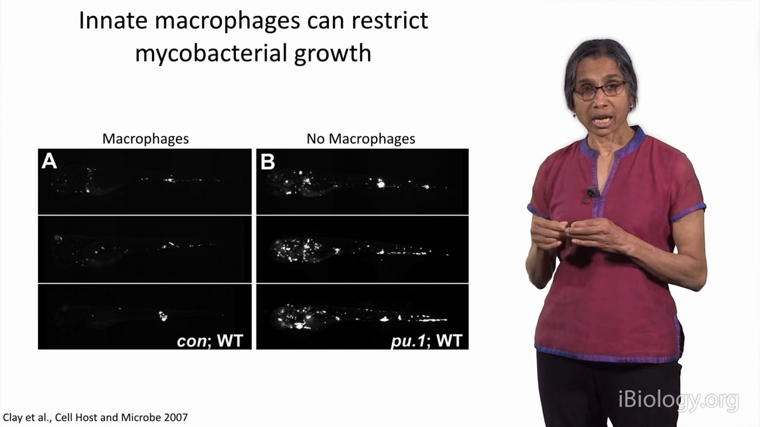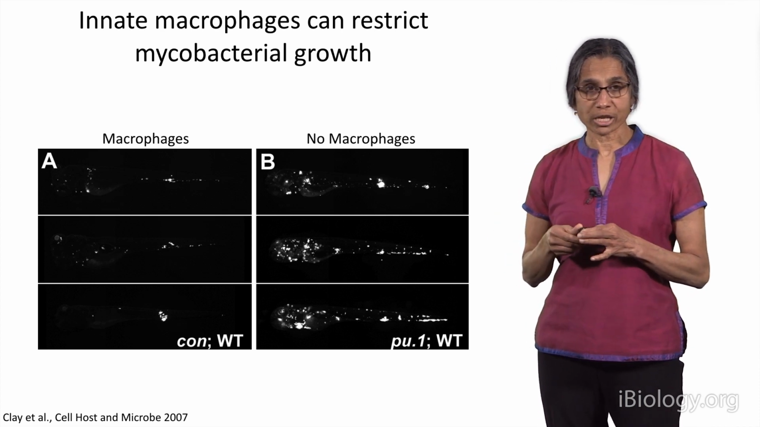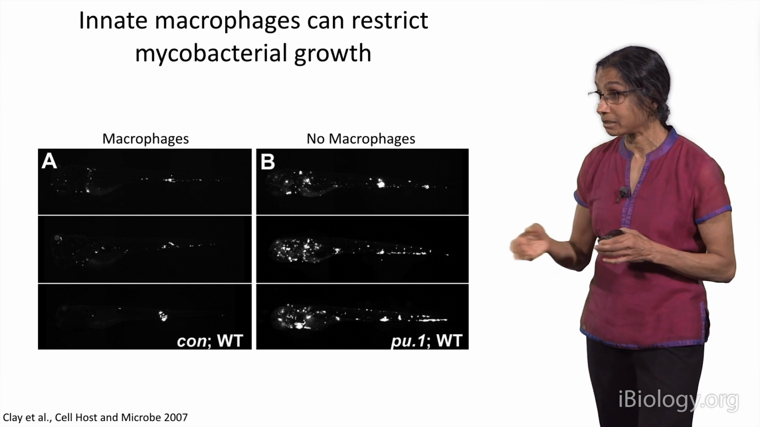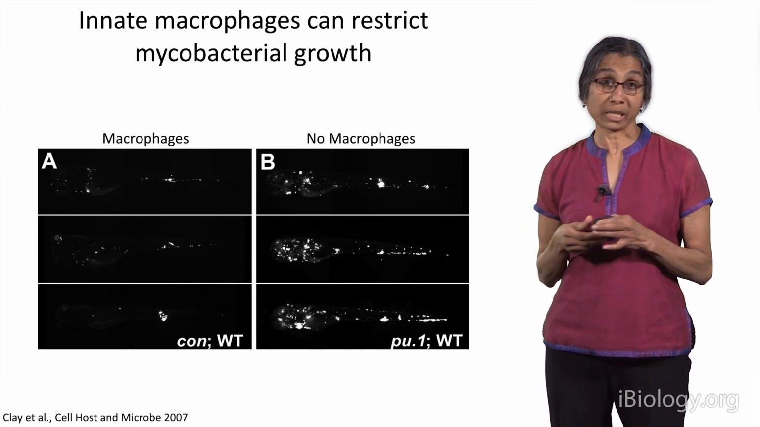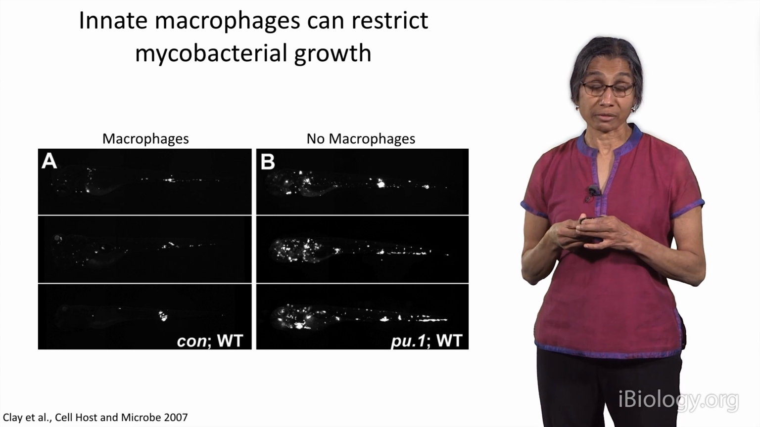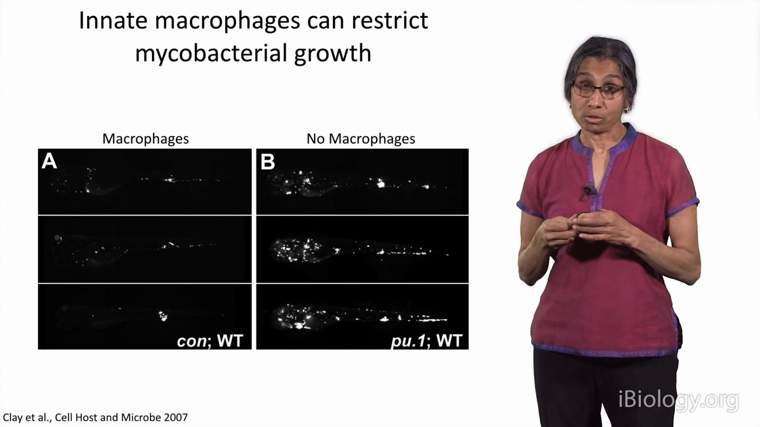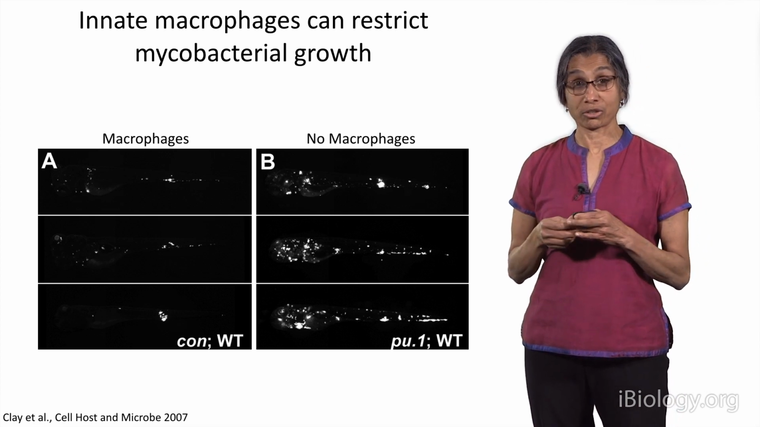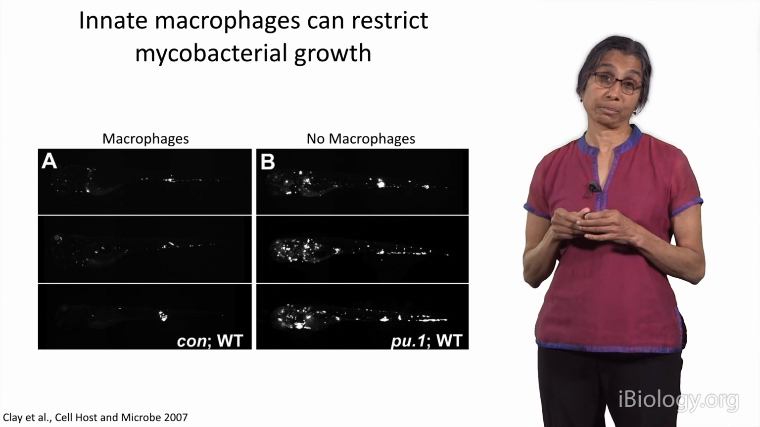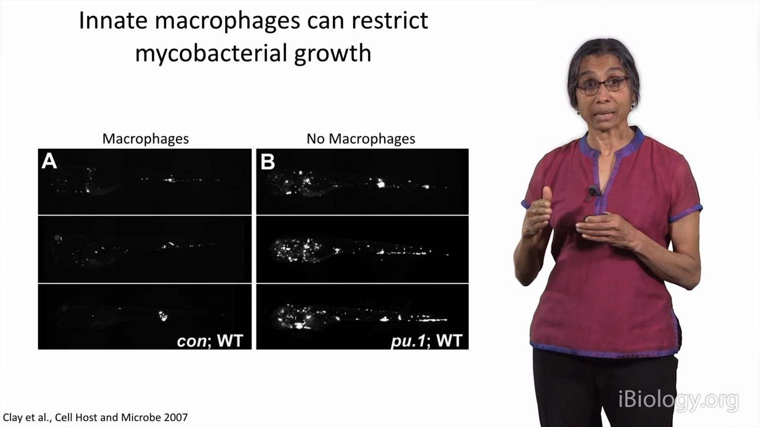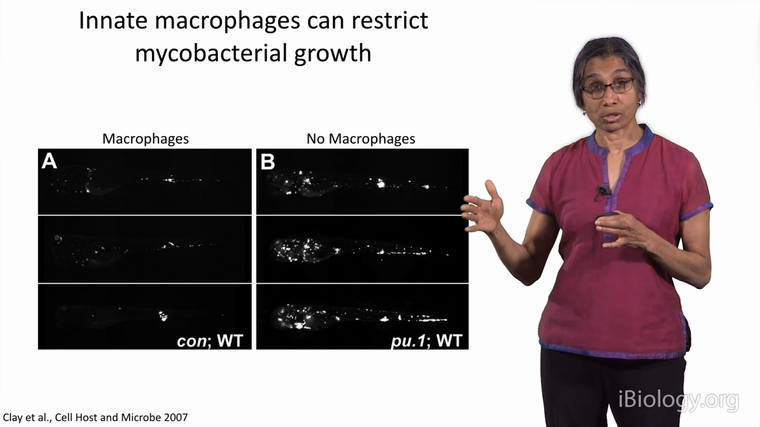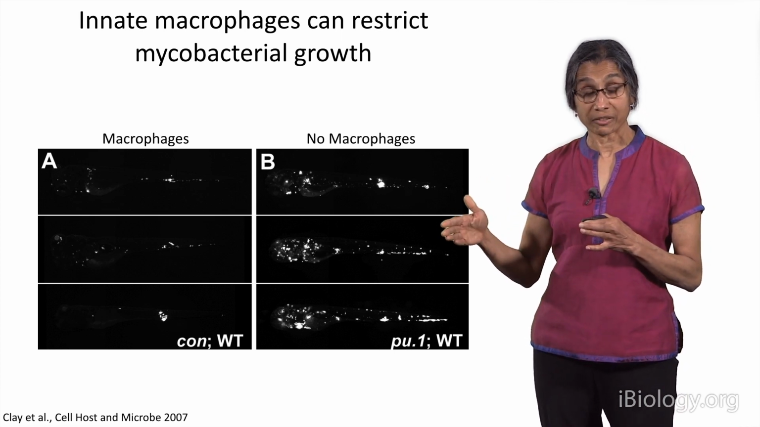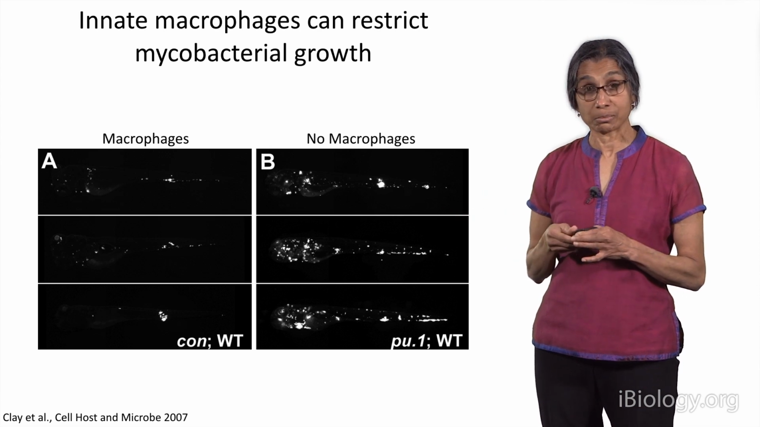The answer to this question came from experiments done by Hilary Clay, who was a graduate student in the lab. And what she did was to simply use zebrafish larvae, which, in addition to being transparent, haven't yet developed adaptive immunity. Like mammals, adaptive immunity takes a few weeks to develop in the fish. So in this early phase, we're just looking at innate immunity.